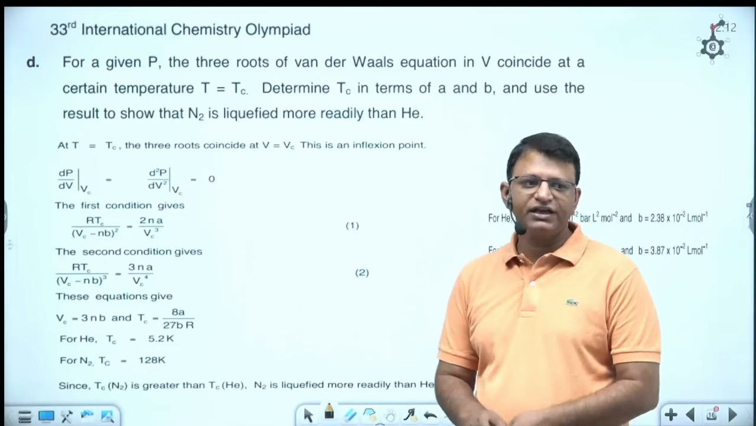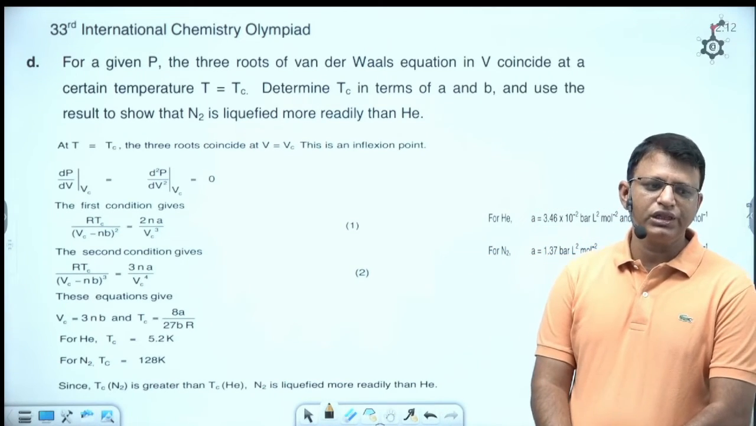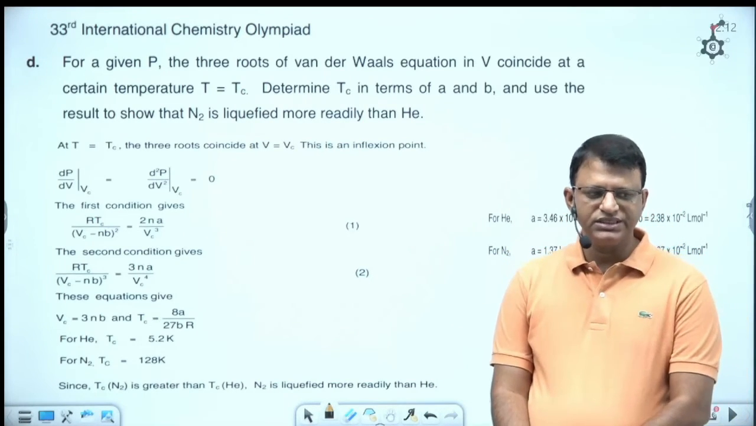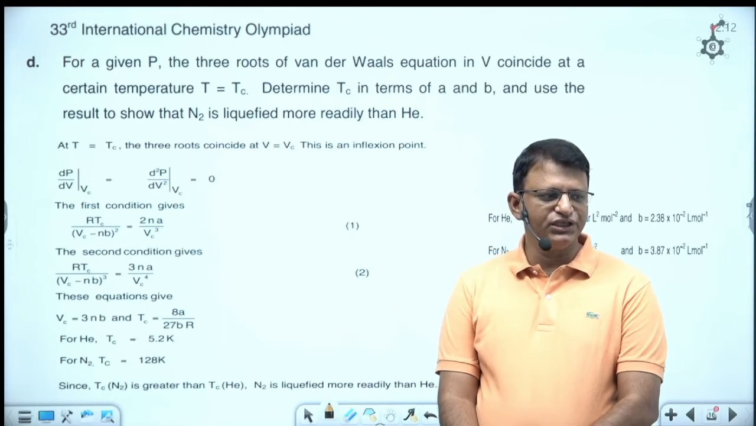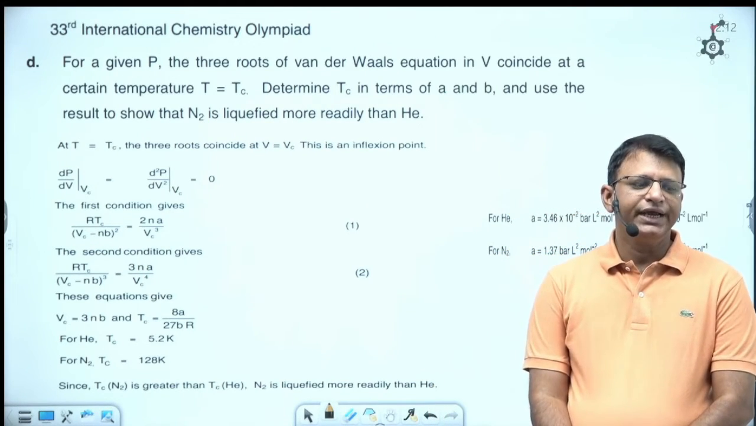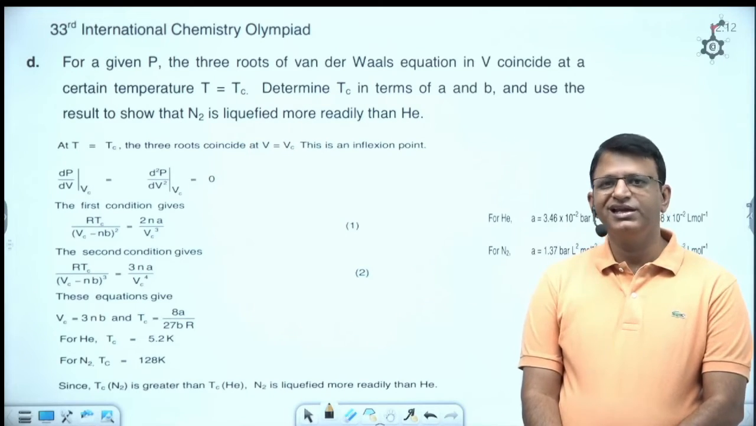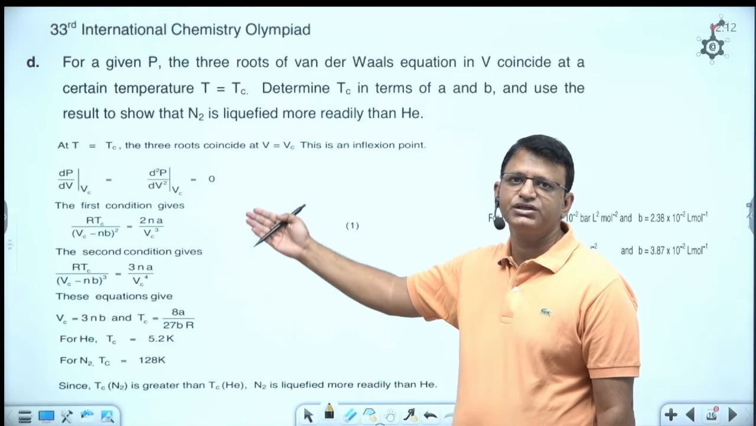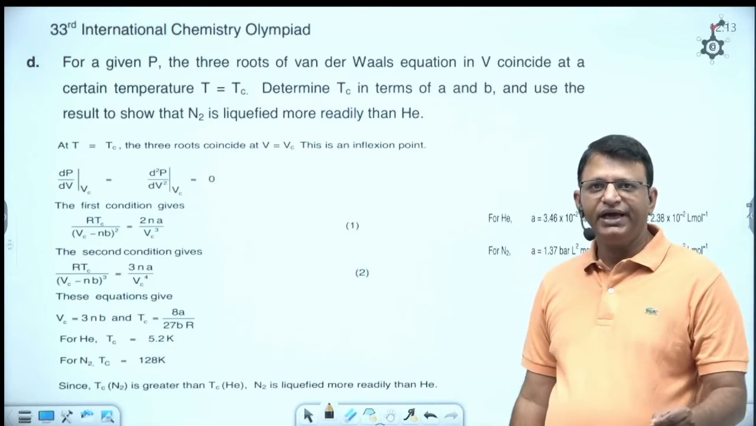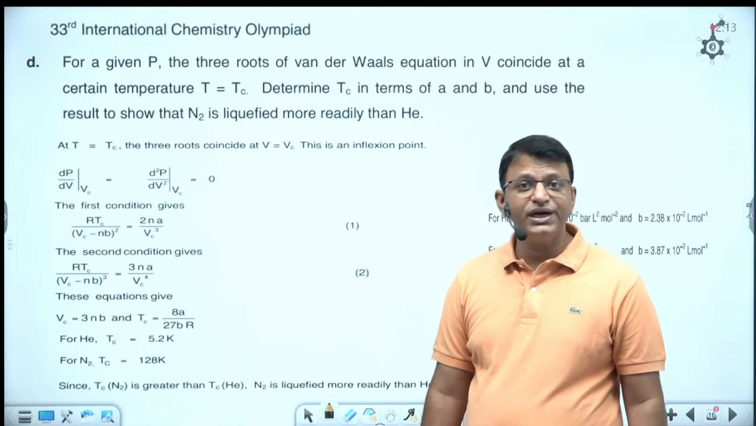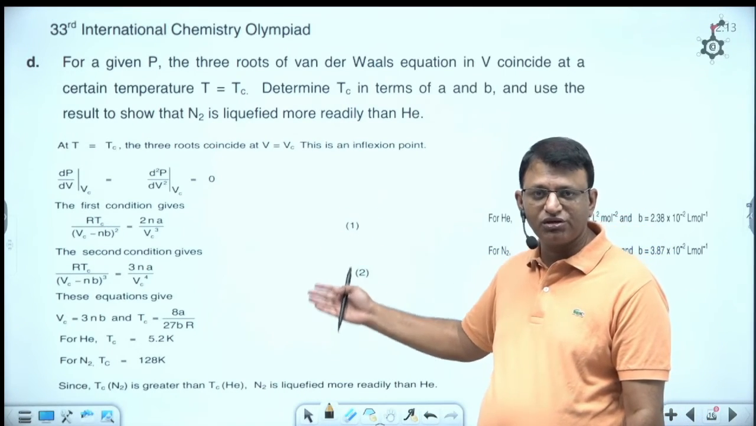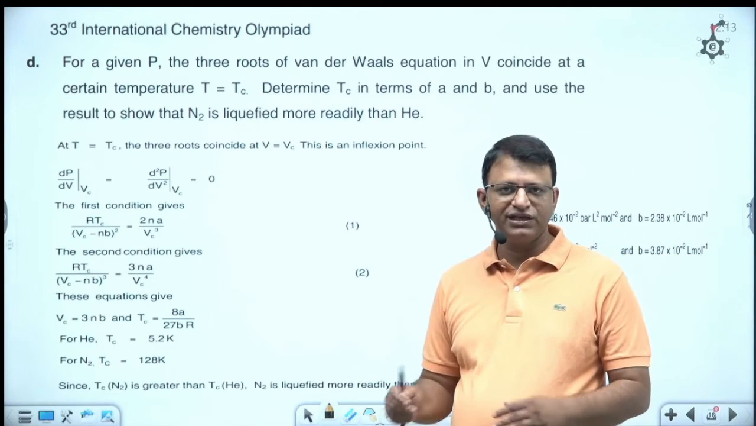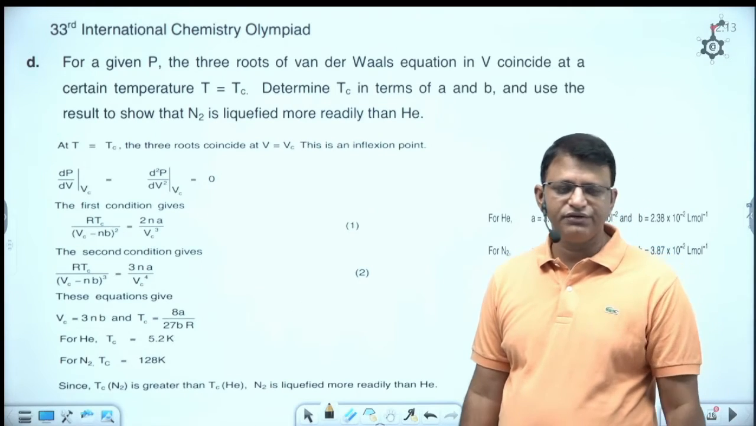D part: for a given pressure, the three roots of the van der Waals equation in volume coincide at a certain temperature, T equal to Tc. Determine Tc in terms of A and B and use the result to show that nitrogen is liquefied more readily than helium. So already we know that for a van der Waals real gas, either we can derive the critical temperature by putting slope and rate of change of slope equal to 0 at the inflection point, which is the method solved here, or the other method is V minus Vc whole cube is equal to 0, and we equate this to the van der Waals real gas equation. From there we can find out.